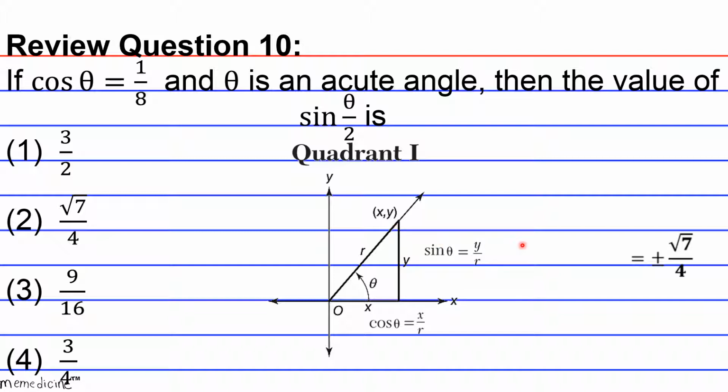So therefore, we're going to keep the positive sign and ignore the negative. So the answer is going to be positive radical 7 over 4, which is answer choice 2. The correct choice is answer choice 2. I know this was a little wordy, but just watch it again for more clarity, okay?